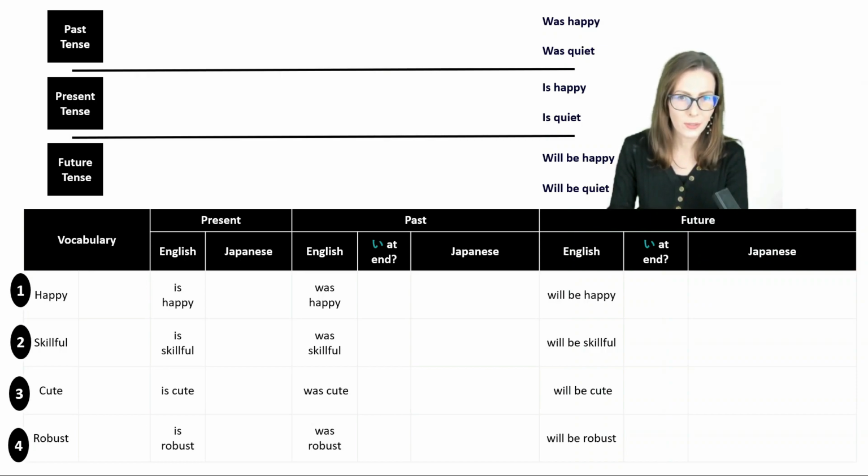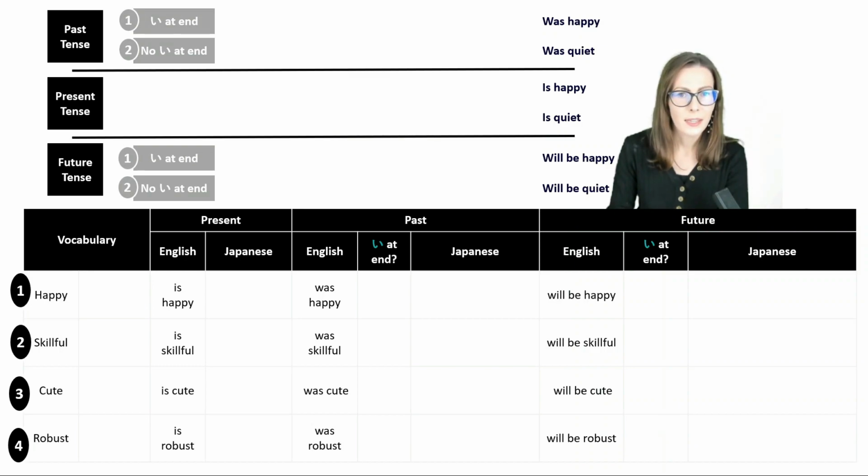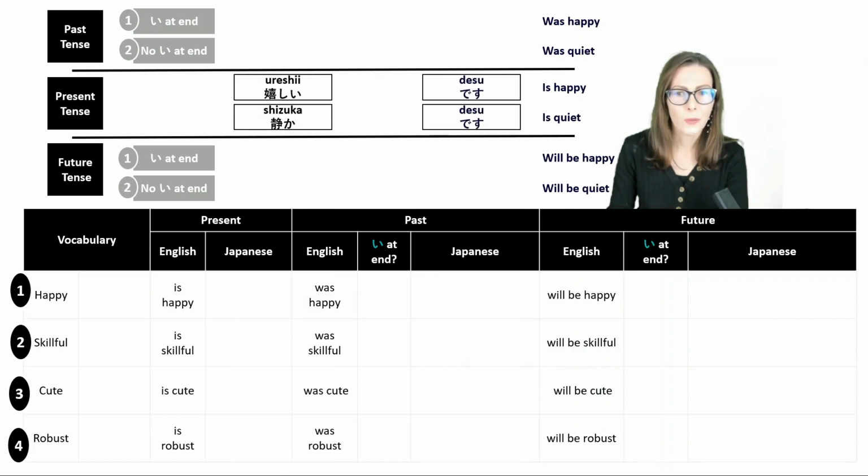I'm sure you already know that there are two types of adjectives in the Japanese language. First, the ones that end in the hiragana i, and the ones that do not end in the hiragana i. When it comes to the present, things are very easy because in the present you don't need to worry about this classification whatsoever. In the present tense, what you need to do is the following. You take the adjective and add this. So if you want to say "is happy," you would say ureshii desu. If you want to say "is quiet," you would say shizuka desu.